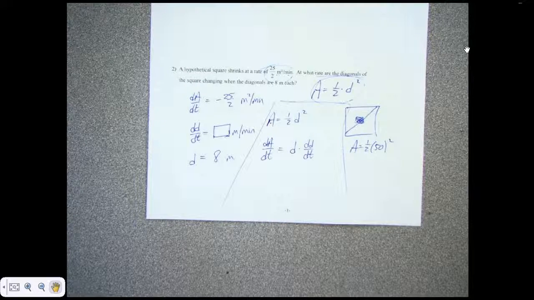Why did you multiply it by dd dt even though you did the 2 times the 1 half and it cancels? So it's like a chain rule thing. So this.